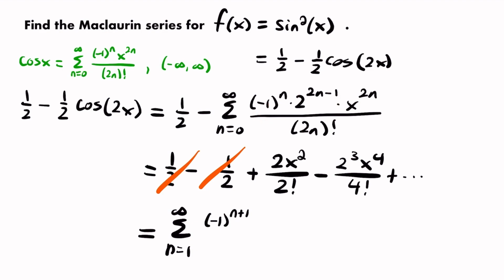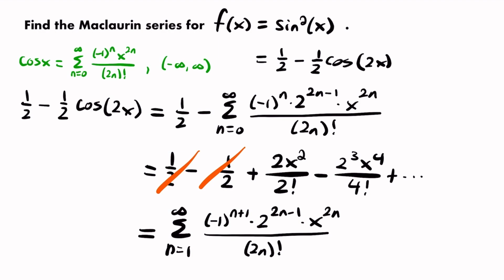Okay, so we can fill everything else in. We'll be multiplying by 2 to the power of 2n minus 1 times x to the power of 2n divided by 2n factorial. And this right here is the Maclaurin series that represents this function 1/2 minus 1/2 times cosine of 2x, which is equal to sine squared x. That is the function that we wanted to find the Maclaurin series for.